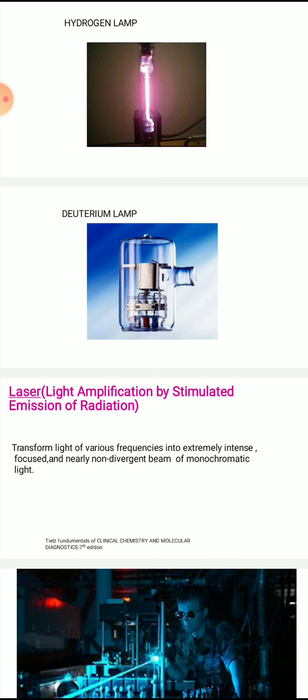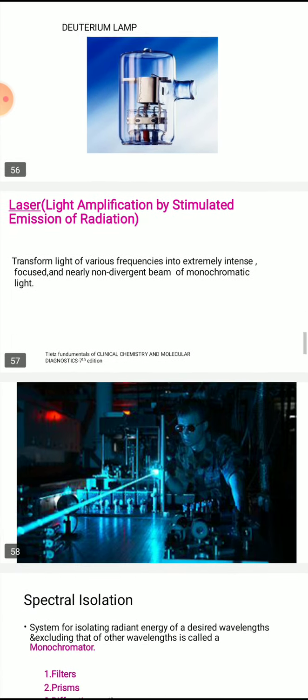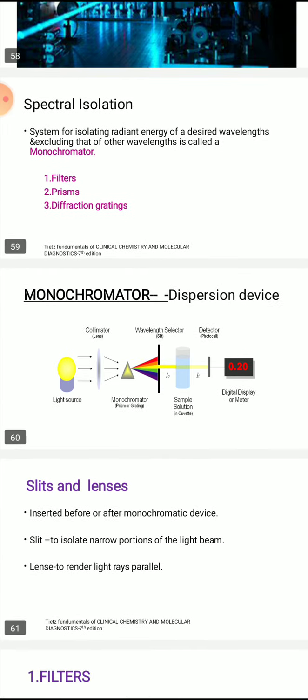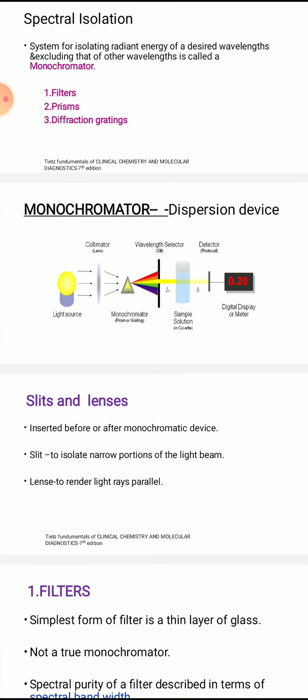So the topic of the lamp is over. After the lamp there will be a slit which allows only a beam of light, and there will be a condensing lens. I already told you slits are inserted before or after the monochromatic device, and lenses render the light rays parallel. After that we discussed monochromators. What are monochromators?